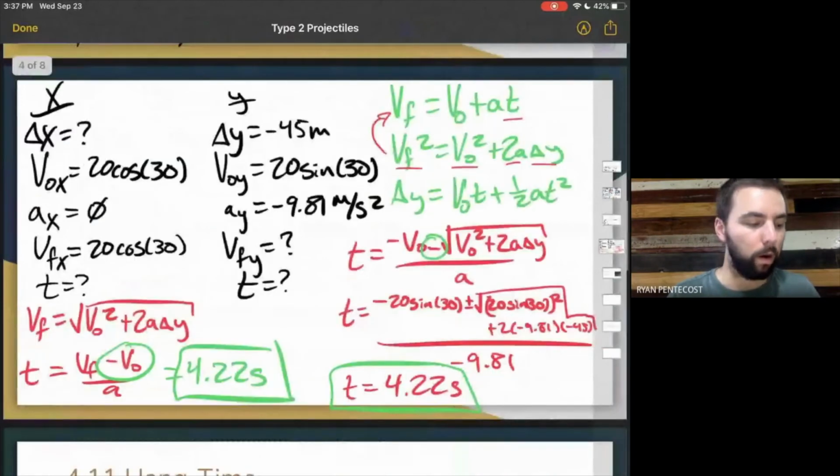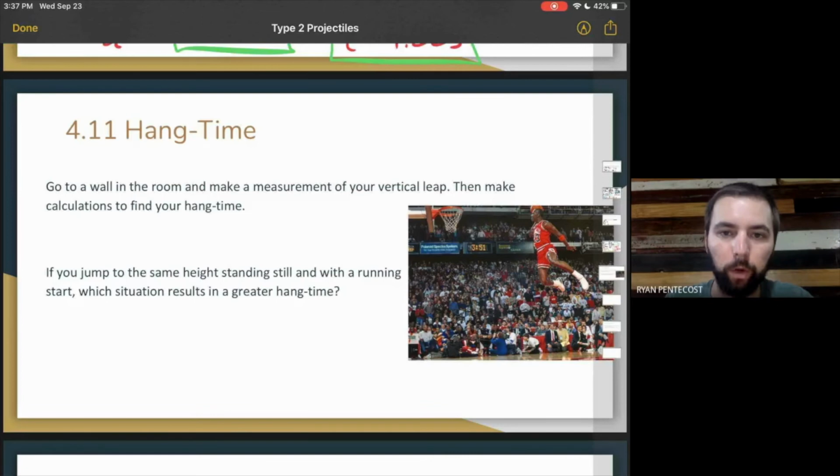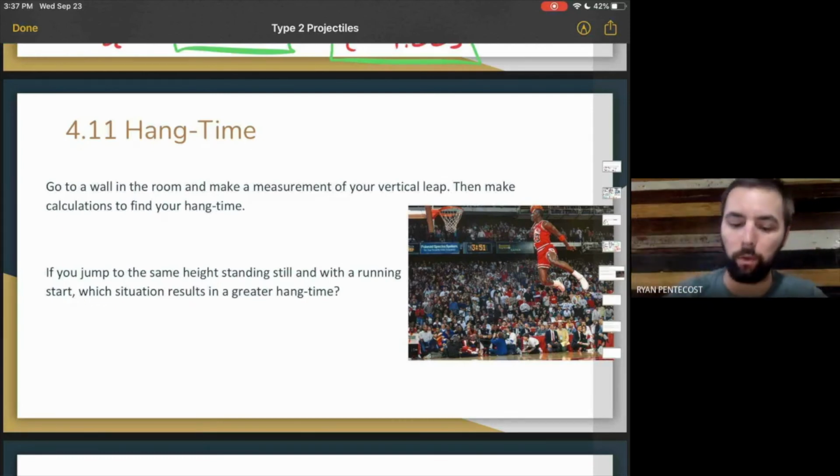Okay. All right, now what we're going to do is something that we usually do in class. You can do this if you want. I obviously can't make you because it's YouTube. I can't tell what you're doing. But go to a wall in the room and make a measurement of your vertical leap. Hold your arm up on the wall and then just take a standing slap on the wall. And wherever the tip of your finger is, make a mark on the wall. Then measure how high that is, right? Then we're going to make calculations to find your hang time.